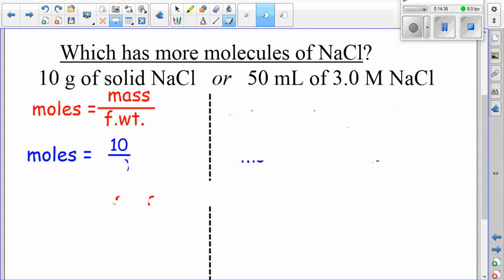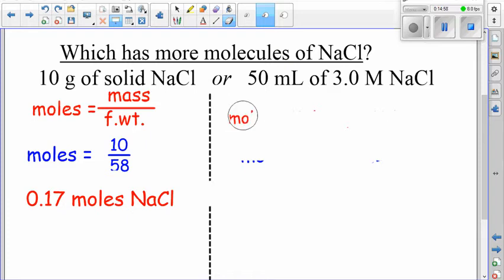58, yep. Sodium's 23, chlorine's 35, 23 plus 35, 58. Boom. So I've got 0.17 moles of NaCl over here. Nice. Now I just have to get my solution over here in terms of moles, and I'll be good to go. Is this a pure substance? No, so we have to use our other equation using molarity.